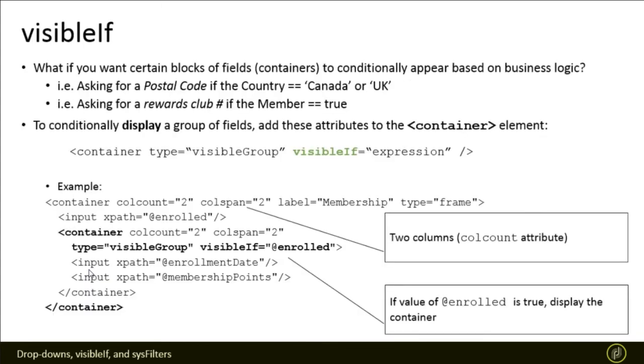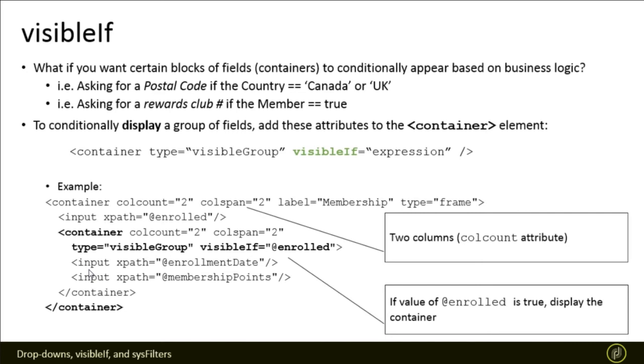A visibleIf condition can be used on certain blocks of data that's being displayed in a form. And of course, through our form training, we know that these are called containers. And so we can set up conditions that control whether or not that container appears based on particular business logic. So for example, if we're asking for a postal code if the country is Canada or UK, or if we're asking for a rewards club member if the person is actually enrolled in the rewards club membership program.